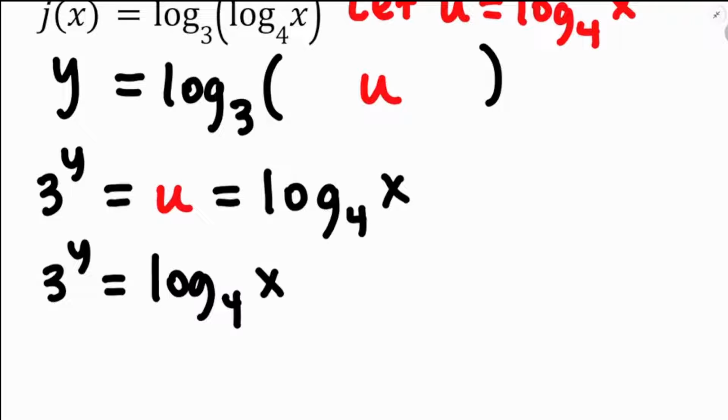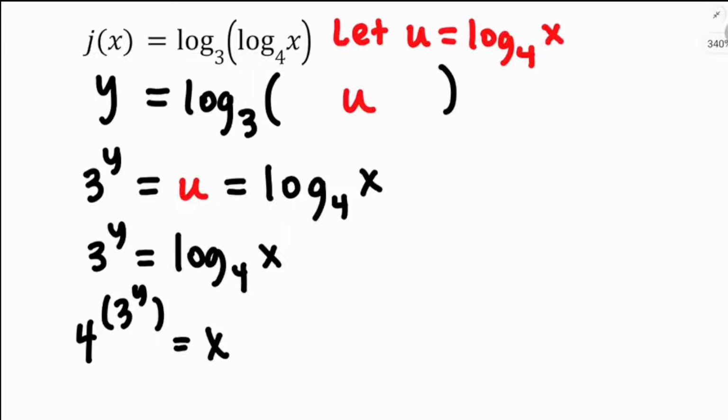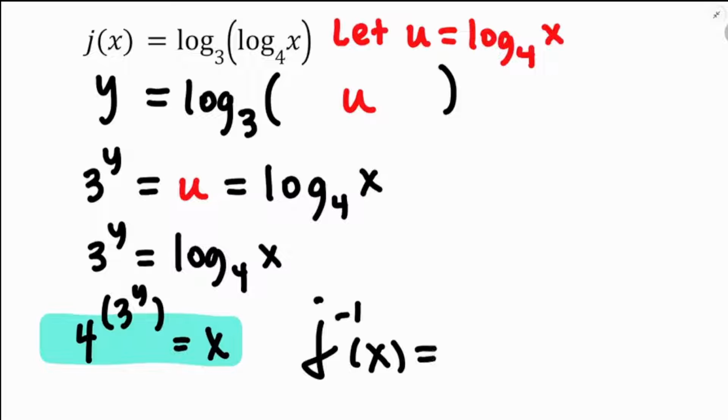And so then to solve for x, don't lose sight of our goal here. We're trying to solve for x. We're going to take 4 to both sides power. So 4 to the power of 3 to the y, that's going to equal x. And that's going to be an expression for the inverse. If we want j inverse of x, we're going to substitute with x. So that would be 4 to the power of 3 to the x. Really, really fast growing function.